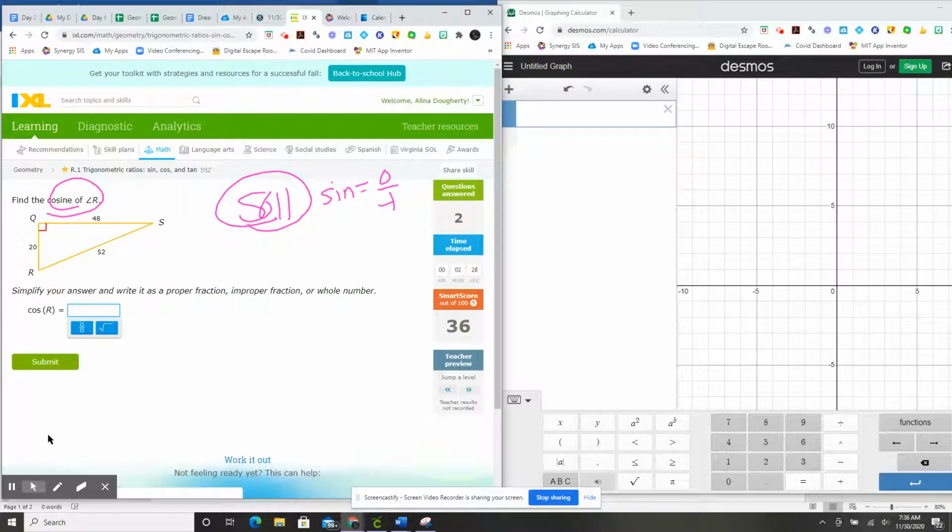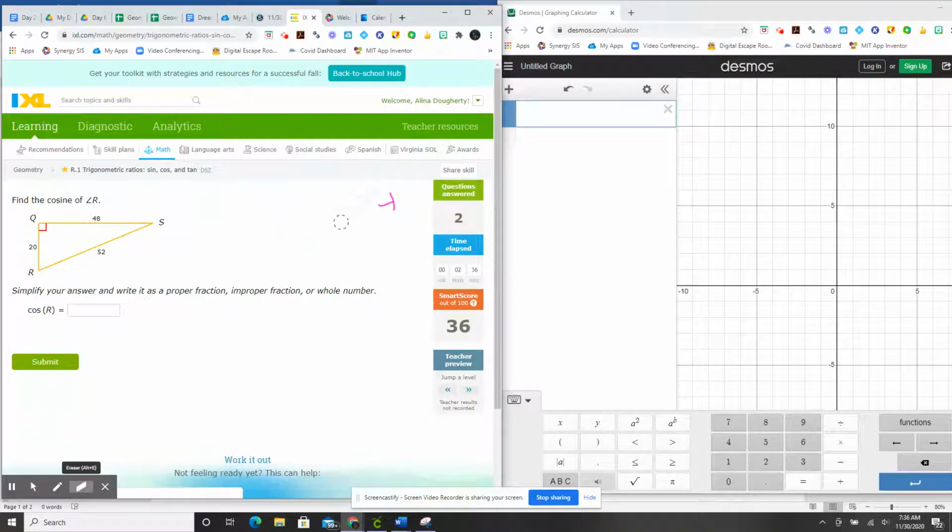Let's do a couple more just to make sure you feel confident with them. Remember SOH CAH TOA. Sine opposite hypotenuse, CAH, cosine adjacent hypotenuse, and then TOA. It's like you're speaking some new language, right? Sine opposite hypotenuse, cosine adjacent hypotenuse, tangent opposite adjacent.